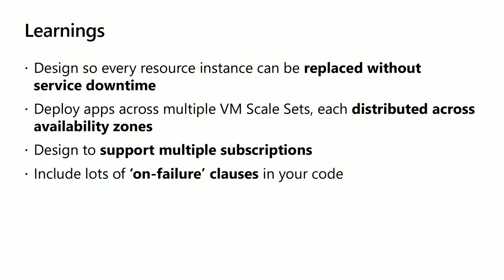And then, as we mentioned, distribute resources across availability zones, as well as across other failure domains, logical failure domains like a VM scale set as well. Design for multiple subscriptions, as we mentioned, as well as the last thing is, when you're creating your infrastructure and your application code, just put lots of on-failure clauses. Right? Those are well worth the time and effort that goes into it to be able to handle the failures. You're going to find new ones, right? And you're going to want to be able to handle those. So those are some of our key learnings.